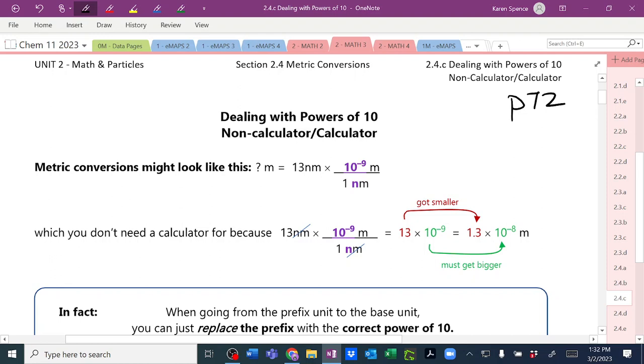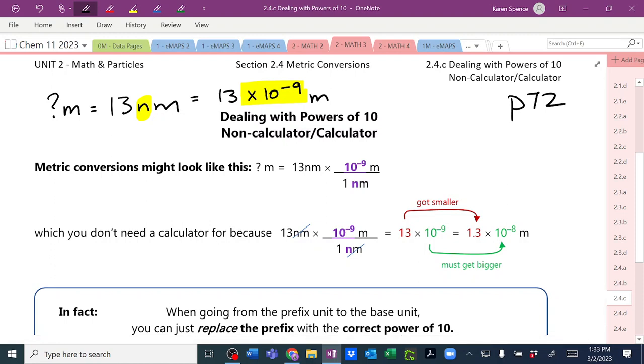Let's say I don't know how many meters is equal to 13 nanometers. Now, I could just do what we did previously. I could say 13 nanometers is equal to 13, and I could replace the nano with what? Times 10 to the negative 9 meters. But what if I wanted to actually use a conversion factor?